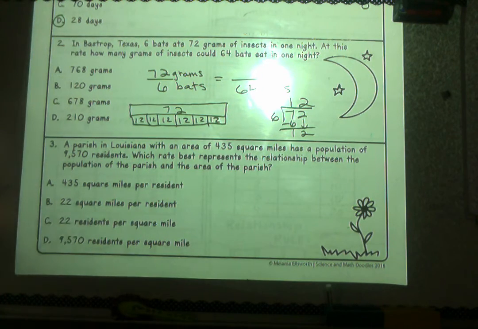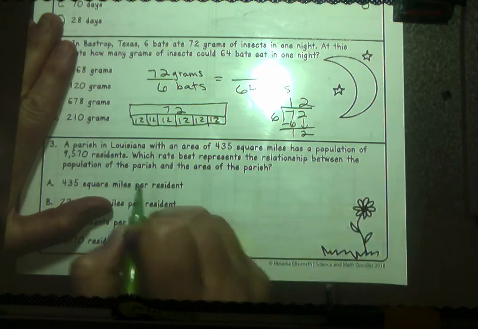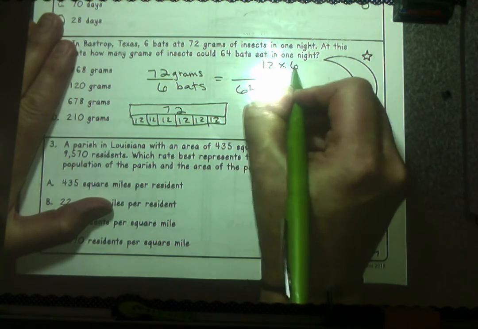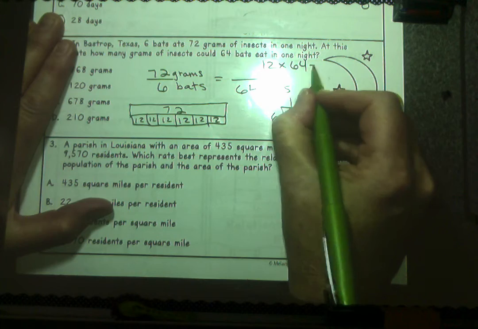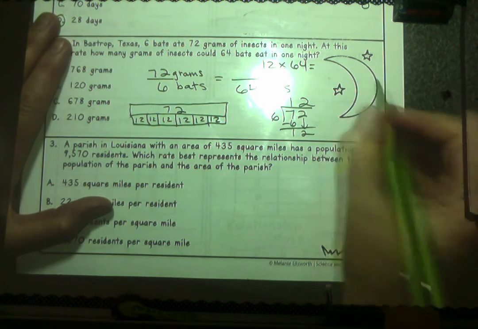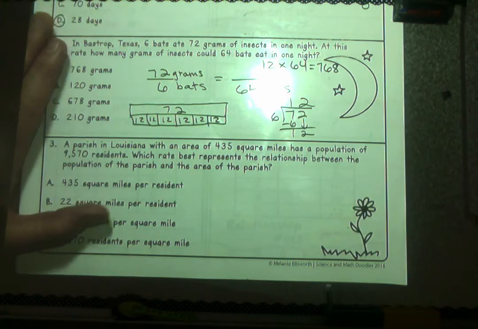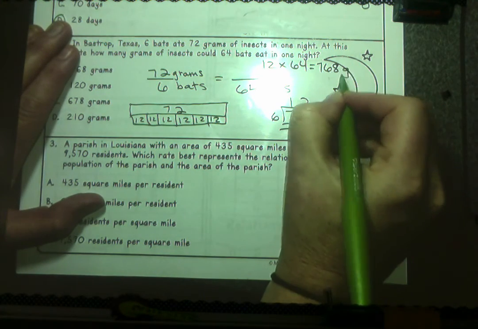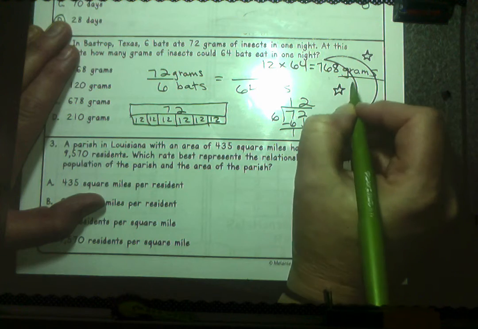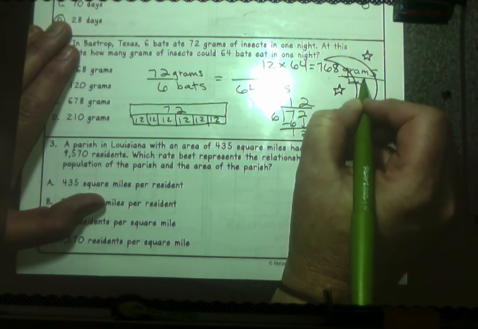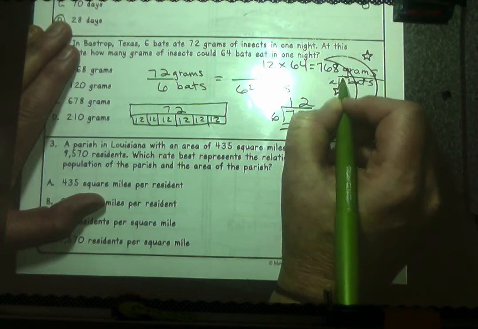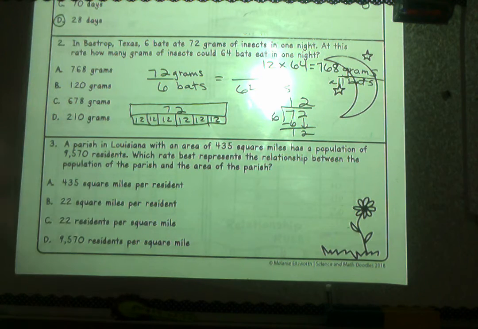Well, how many did 64 bats eat then? 768. Yeah, if each bat had 12, then I would have to count 12 64 times. I do that math, and I should get 768 grams. Or for all the bats, actually. Is that a lot? Well, that's for all the bats combined, not just one. For one bat, it's only 12.